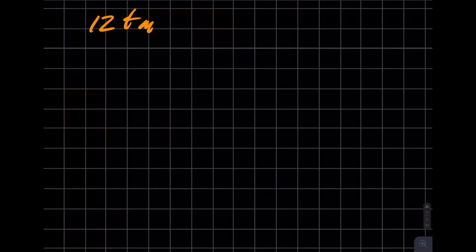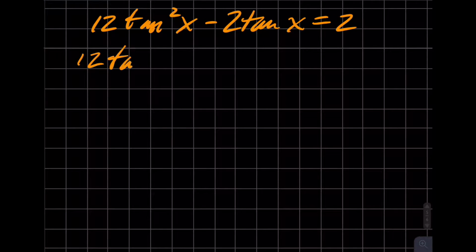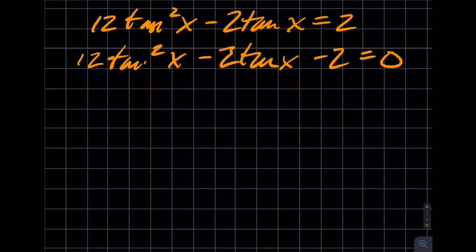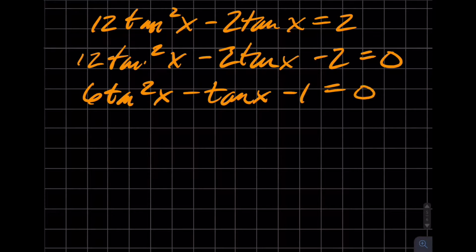12 tangent squared x minus 2 tangent x equals 2. And so this is another quadratic trig function, and we'll do it in the same manner. I'm going to subtract 2 from both sides. Now I have a 0 on one side such that I can create independent factors. I'm going to divide everything by 2. So I'm going to get 6 tangent squared x minus tangent x minus 1 equals 0.